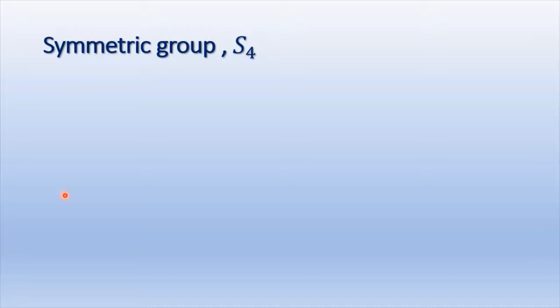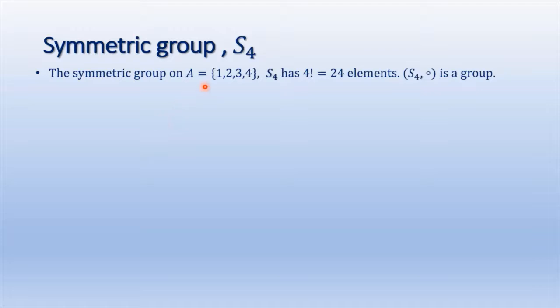Now we shall see the symmetric group S4. That is, here we are considering a set A with 4 elements 1, 2, 3 and 4. And as previously discussed, Sn will have n factorial elements. So S4 will have 4 factorial, that is equal to 24 elements, 24 functions in it. And of course S4 comma dot is a group which is called a symmetric group.